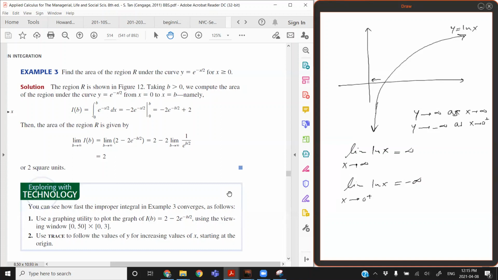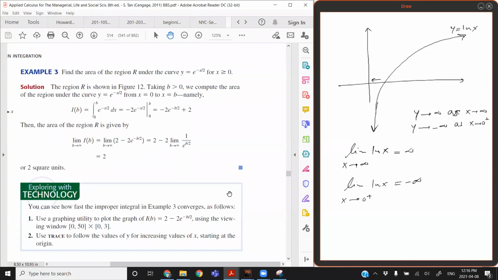So ln of what is equal to minus infinity? No, you cannot say that a function is equal to minus infinity. Minus infinity or infinity, these are not numbers. So we cannot say ln of what? The limit of this function as x approaches 0 from the right is minus infinity.